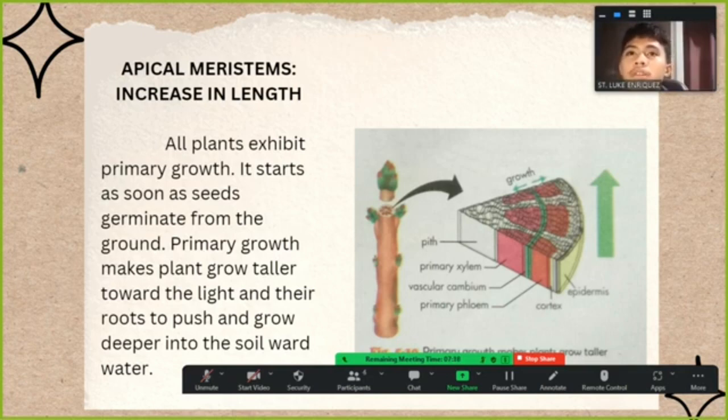Apical meristems increase in length. All plants exhibit primary growth. It starts as soon as seeds germinate from the ground. Primary growth makes plants grow taller toward the light and their roots push and grow deeper into the soil toward water. At the tips of plants, there are specific growth zones called apical meristems. They are in charge of the main body of the plant as well as the extension of the shoots and roots. Next slide.